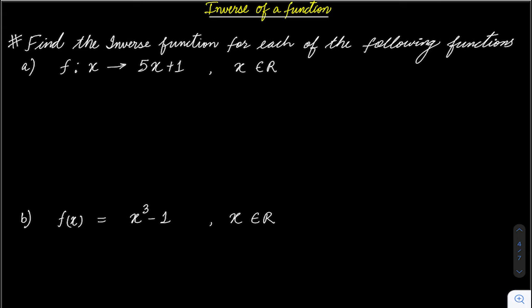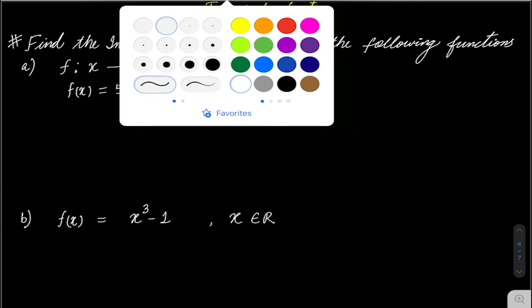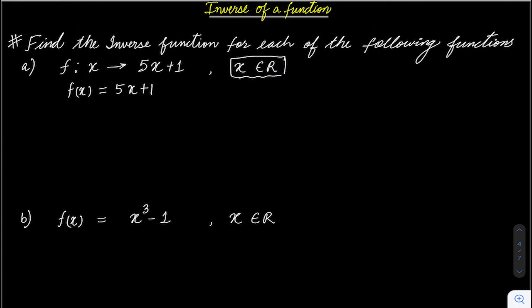Okay, so let's solve some questions. A function is given as f(x) equal to 5x plus 1. We have to find its inverse, and it's given that its domain is x belongs to R. Okay, so how do you find the inverse? There is a fixed method. If you follow that method, you can always find the inverse very easily.